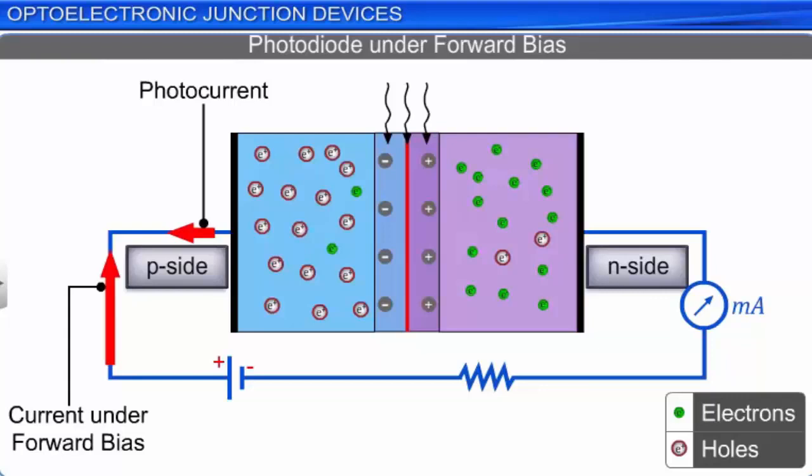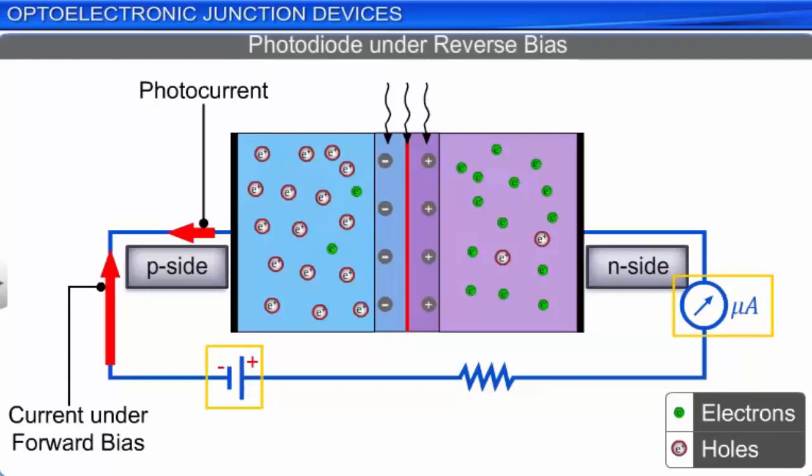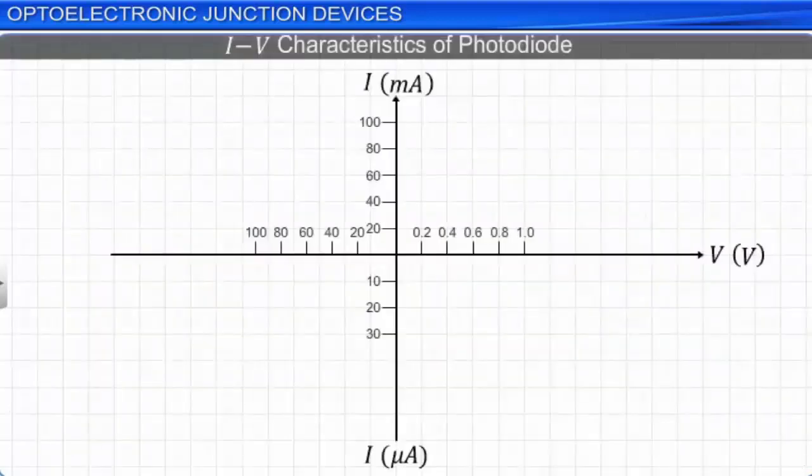However, the change in the magnitude of the photocurrent with the intensity of the incident light can be measured when a small current flows through the diode under reverse bias. Thus, a photodiode is always operated under reverse bias. The IV characteristics of a reverse biased photodiode for different intensities of incident light are shown here.